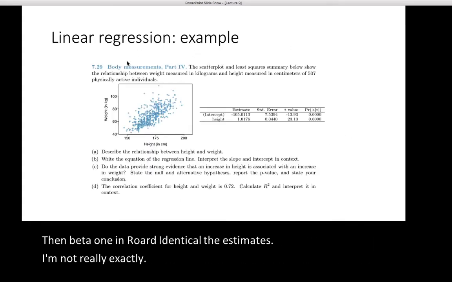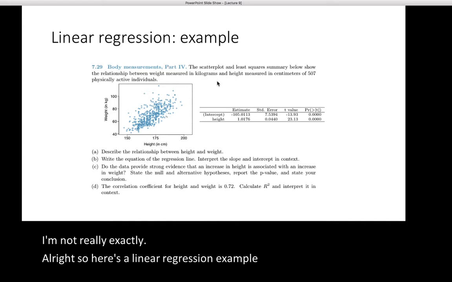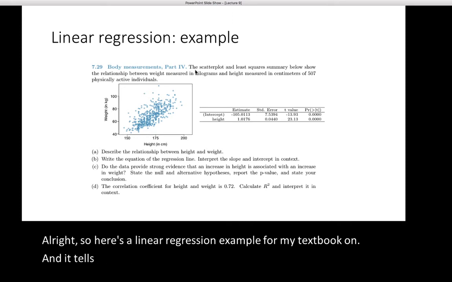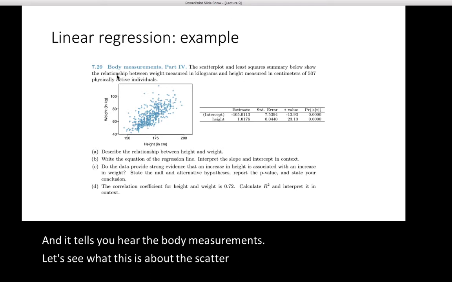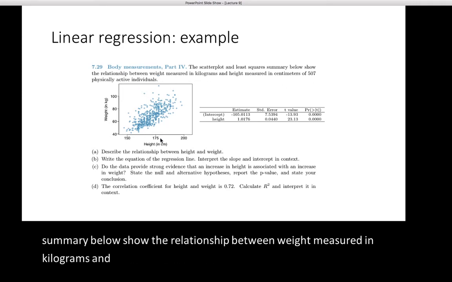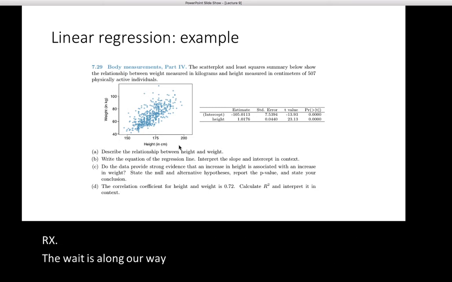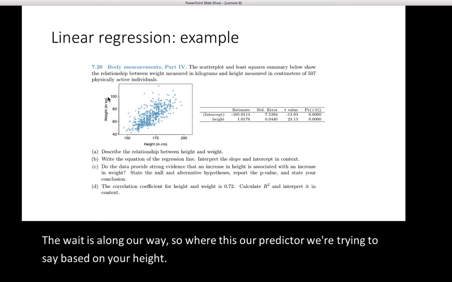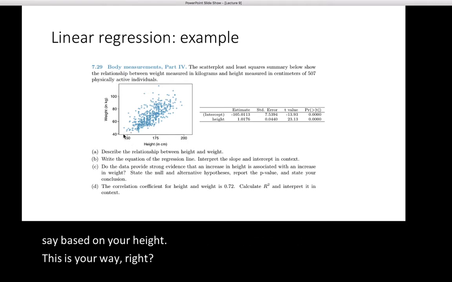All right, so here's a linear regression example from our textbook, on body measurements. The scatter plot and least squares summary below show the relationship between weight measured in kilograms and height measured in centimeters. So the height is along our X, the weight is along our Y. This is our predictor. We're trying to say based on your height, this is your weight. Predictor, response, and these are both continuous variables.